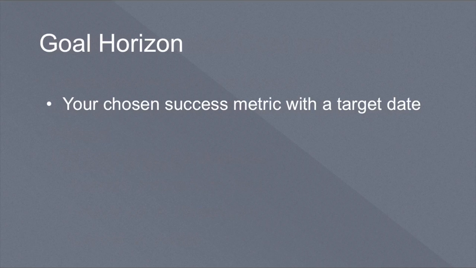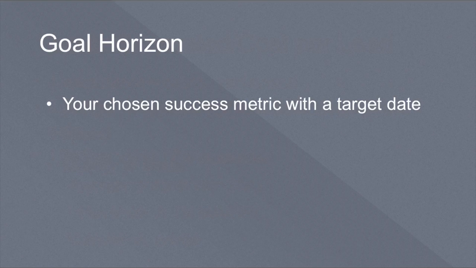The same applies in AdWords, in that we can set a goal today based on what we can see and what we know today. In 3 months' time, we have more information, more data, more experience. We can set a new goal. So I call it a goal horizon because it's what we can see and aim towards today with what we know today. Our horizon will change in the future as we develop the campaign. So our goal horizon is our success metric, our chosen metric with a target date.